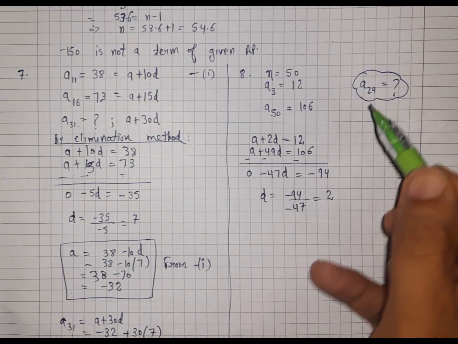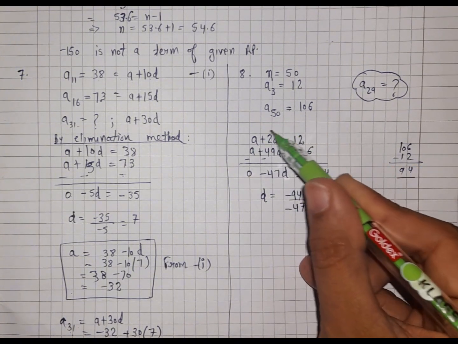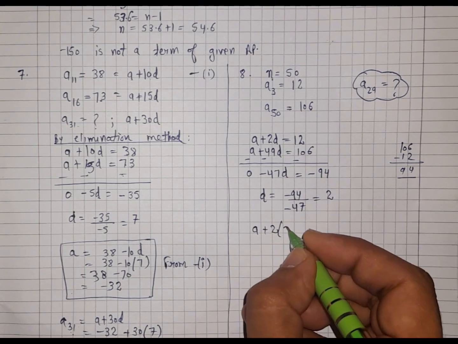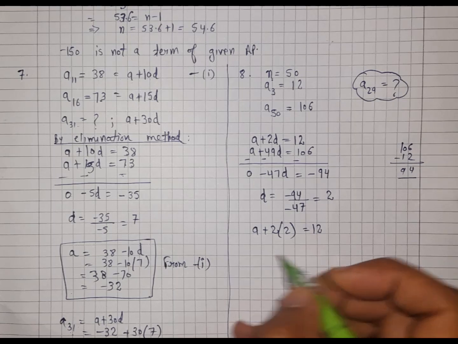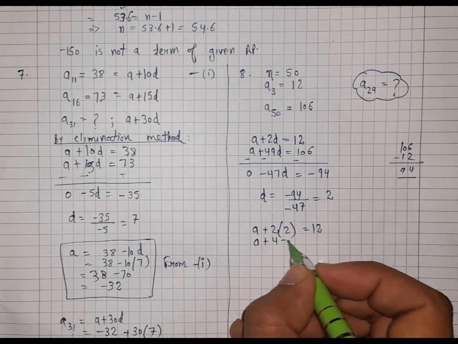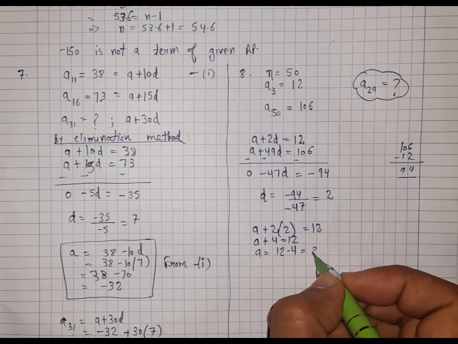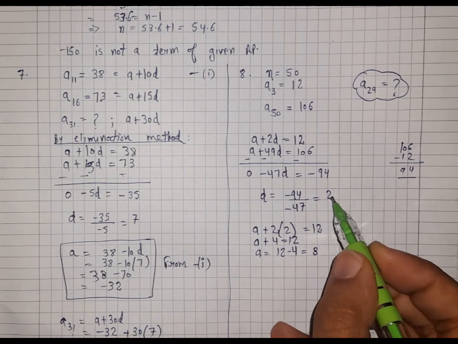Now d = minus 94 upon minus 47, that is 2. The common difference is 2. After putting the value of d in this equation, we will get a + 2d = 12. That is a + 4 = 12, which implies a = 12 minus 4, that is 8. So a is 8 and d is 2.